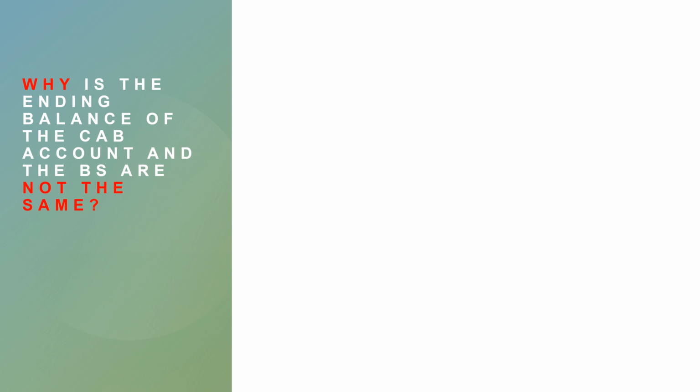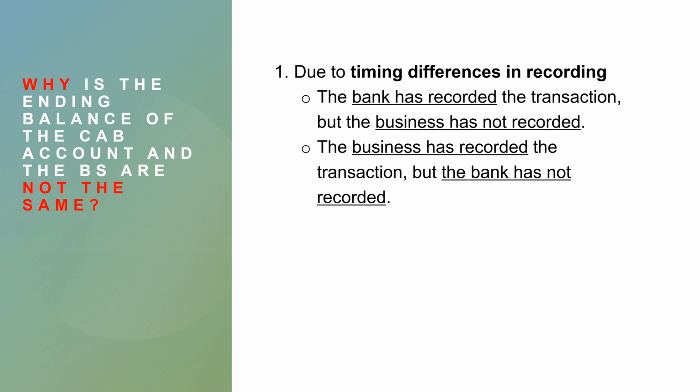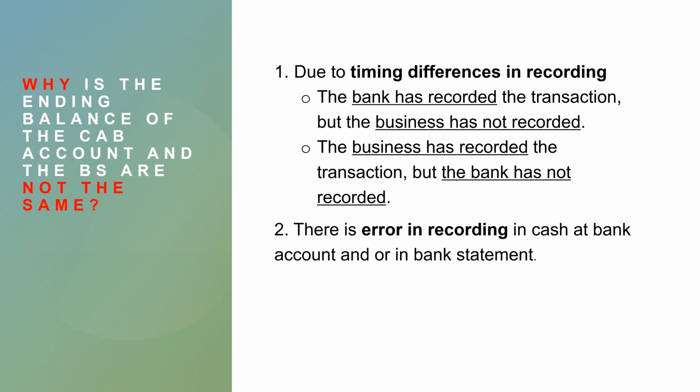Why are the ending balances of the cash at bank account and the bank statement not the same? This is due to timing differences in recording, which means that the bank has recorded the transactions, but the business has not recorded them yet. Likewise, the business has recorded the transactions, but the bank has not recorded them yet. Or it could be due to an error in recording in the cash at bank account and or the bank statement.